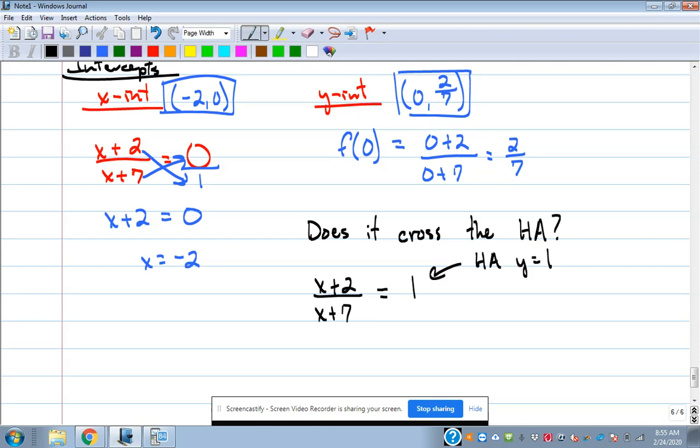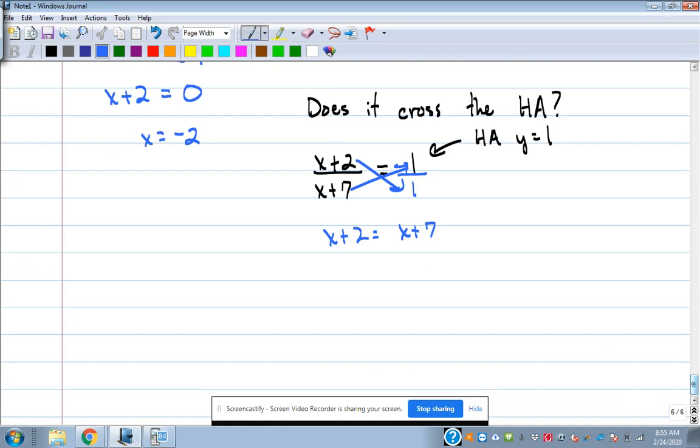How do you solve that equation? Put it over 1 and cross multiply. x plus 2 equals x plus 7. And then what happens here? Yeah, if you try to simplify or get like terms together, you end up with 2 equals 7. Is that true or false? False. That means there's no solution. If there's no solution, that means it doesn't cross.